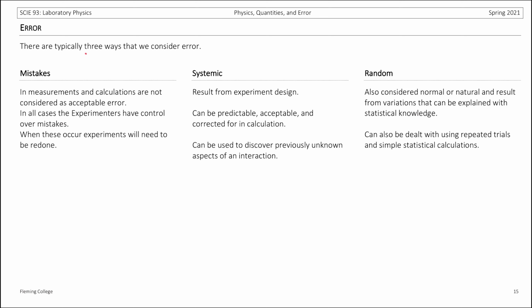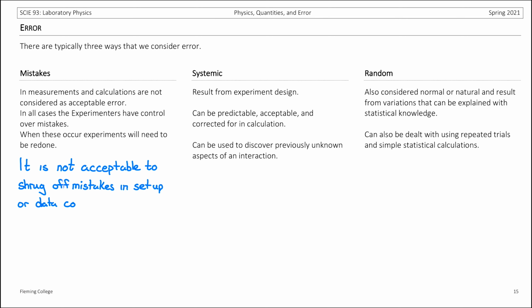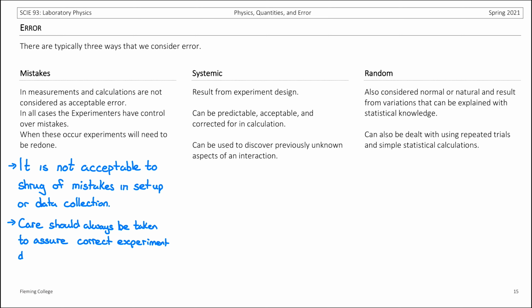When we consider error, there are typically three ways we consider error. The first is mistakes, and in measurements and calculations, mistakes are not considered as acceptable errors. When these occur, experiments will need to be redone to correct the mistake. It is not acceptable for experimenters to just shrug off mistakes in the setup or data collection phases. You should always take care to assure that the correct experiment design and accurate data collection have been completed.